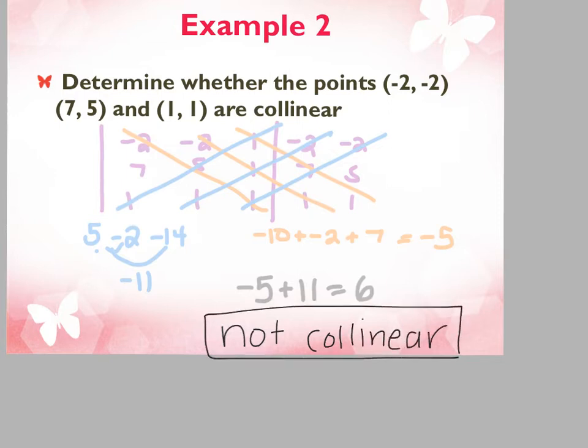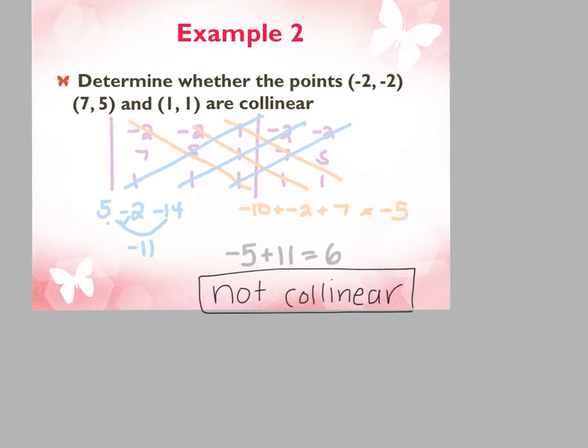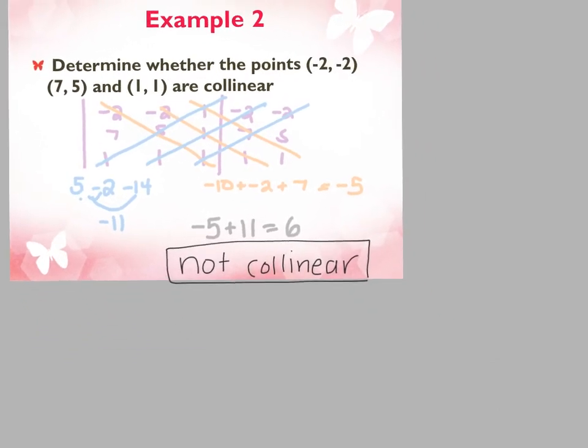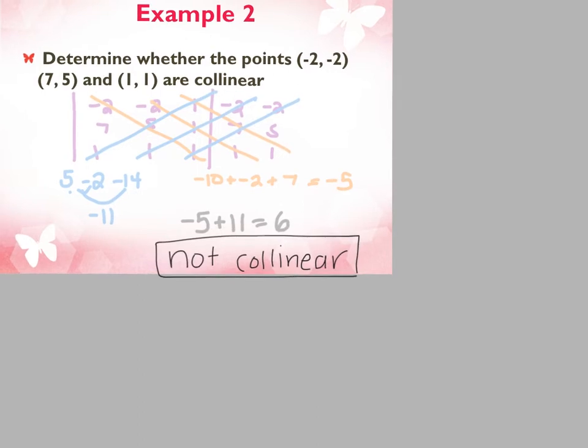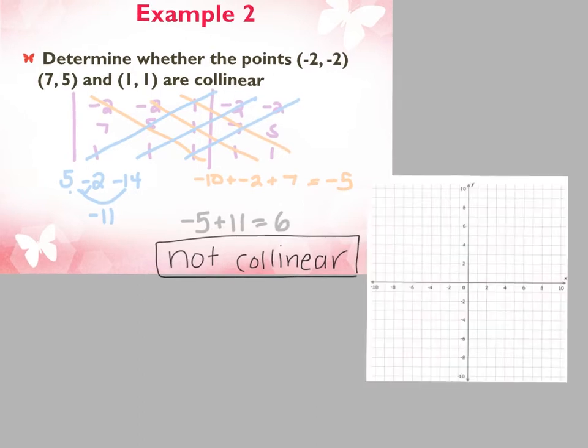And while I'll obviously want to see your work, an easy way to check to make sure that you're right is by plotting these points. So I've pulled a coordinate grid in here, and I'm going to plot these points. -2, -2, which is here. 7, 5, which is here. And 1, 1.